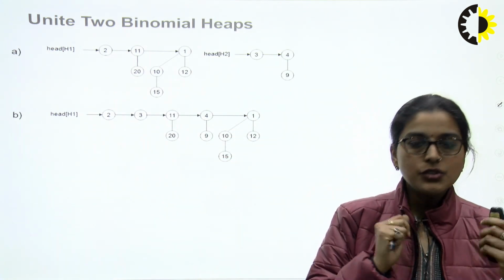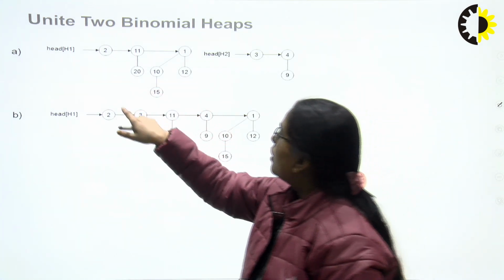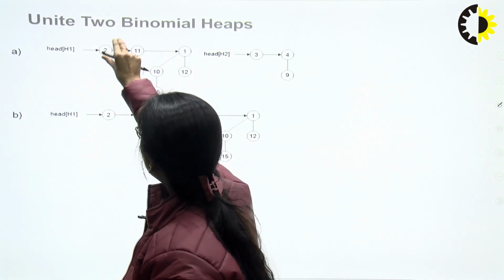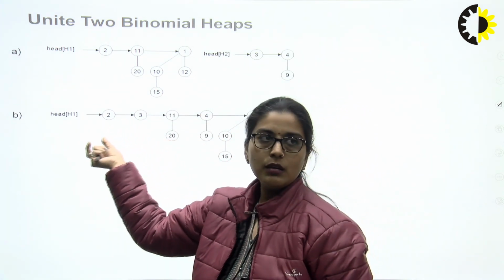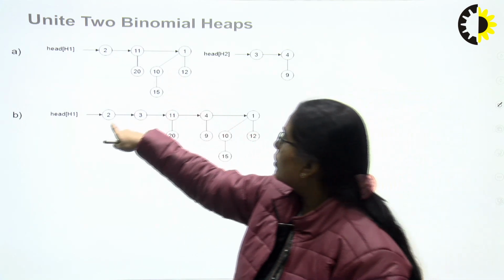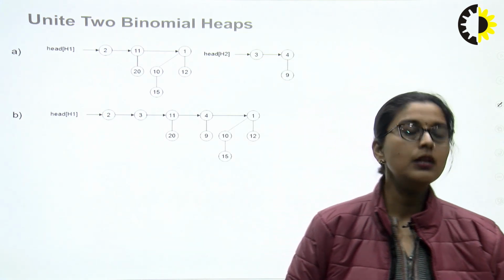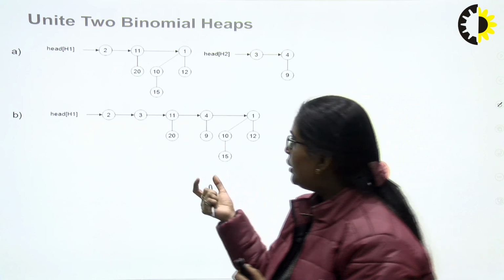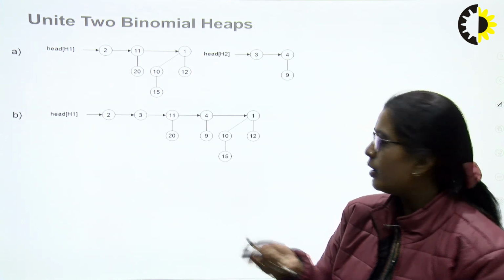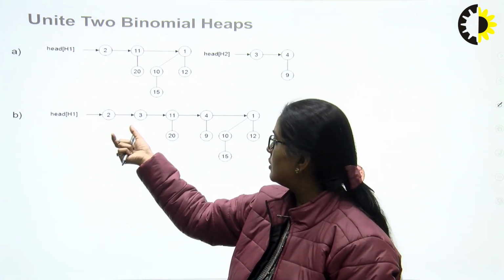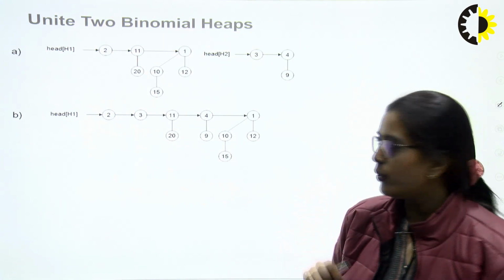What are the steps? Just simply add the root lists. So I am just putting them degree-wise. Okay, 2 and 3, it does not matter, you can put 3 firstly and 2 secondly. But what is important is that we need to merge the root lists according to order. So first we put all the B0, then B1, then B2, if we have B3, B4 and so on.